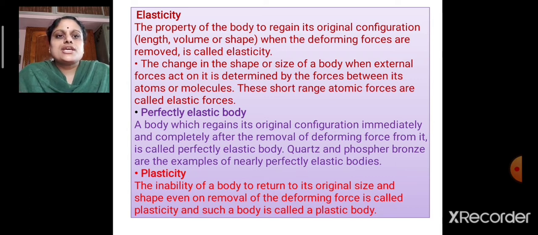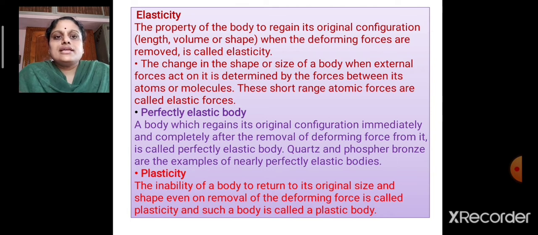The change in shape or size of a body when external forces act on it is determined by the forces between its atoms or molecules. These short-range atomic forces are called elastic forces.